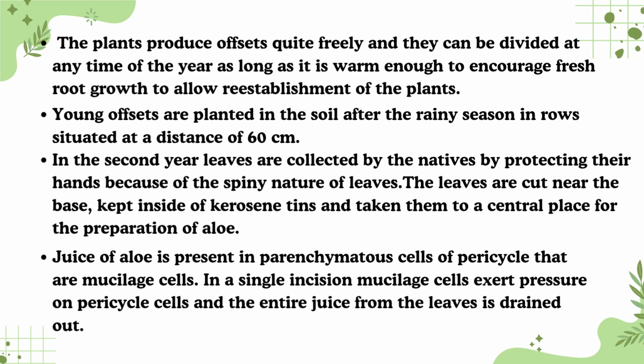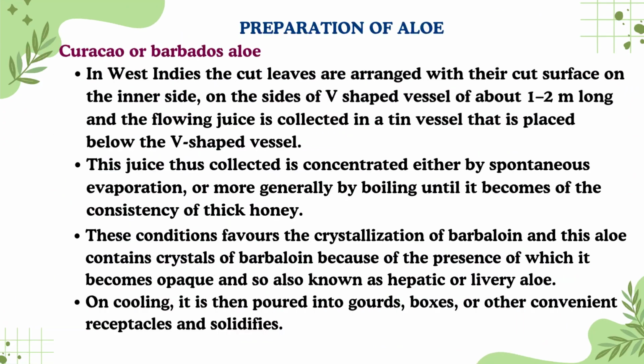Young offsets are planted in the soil after the rainy season in rows situated at a distance of 60 centimeters. In the second year, leaves are collected by the natives, protecting their hands because of the spiny nature of leaves. The leaves are cut near the base, kept inside kerosene tins and taken to a central place for the preparation of aloe. Juice of aloe is present in parenchymatous cells of pericycle that are mucilage cells. In a single incision, mucilage cells exert pressure on pericycle cells and the entire juice from the leaves is drained out.